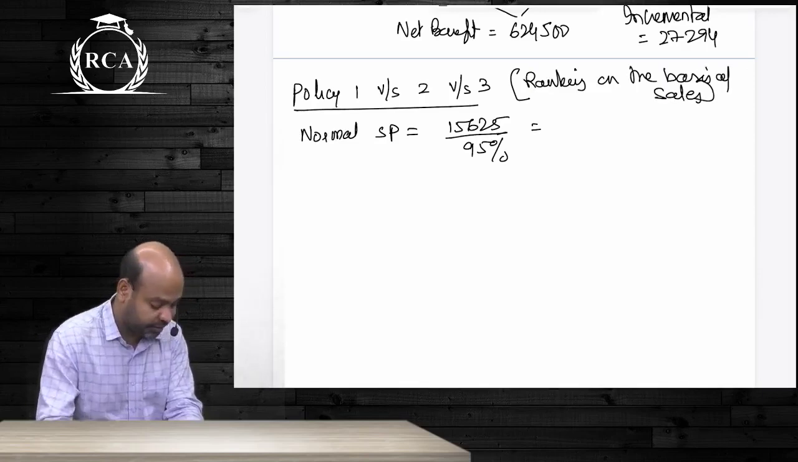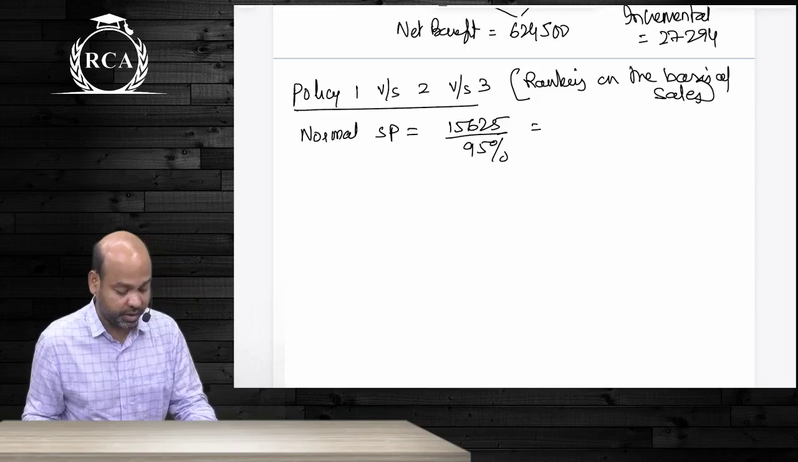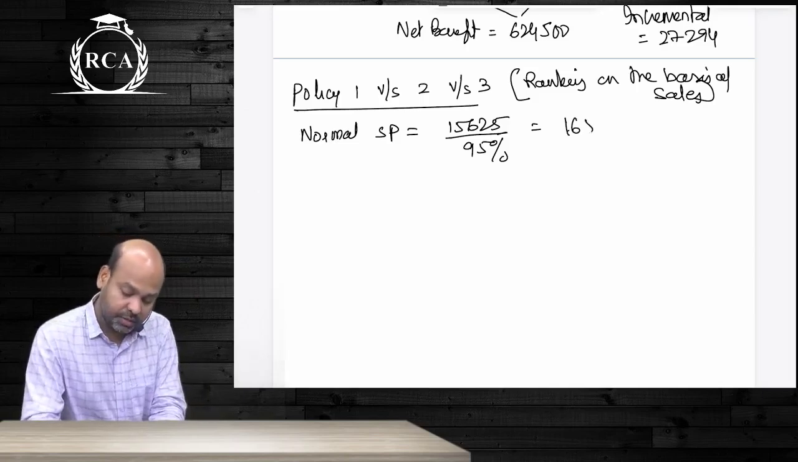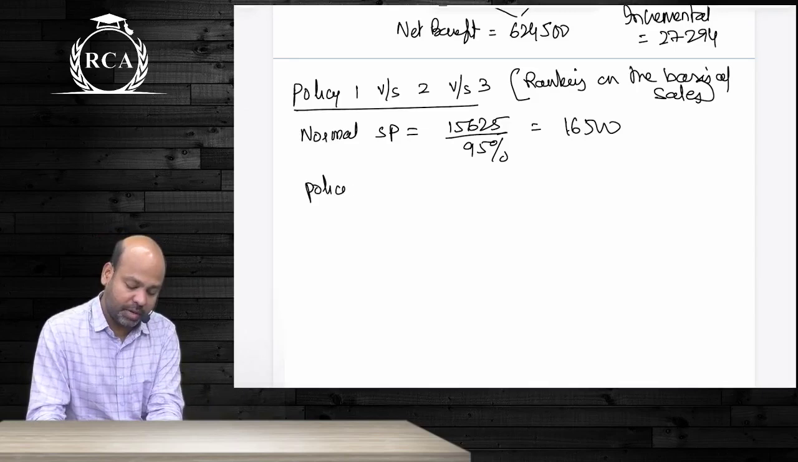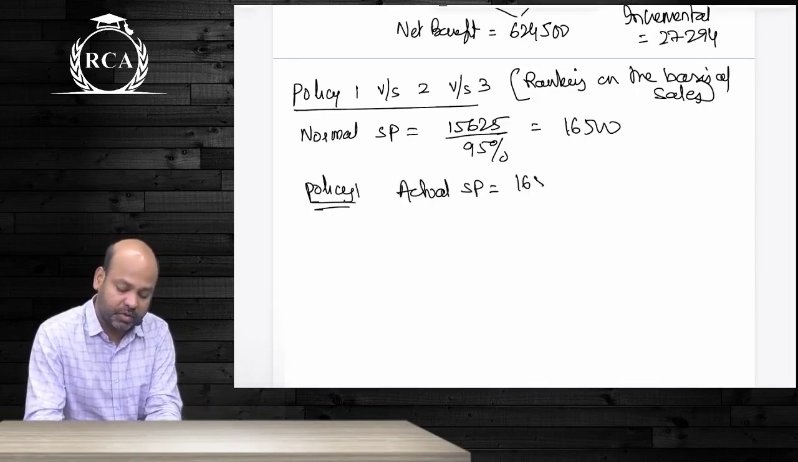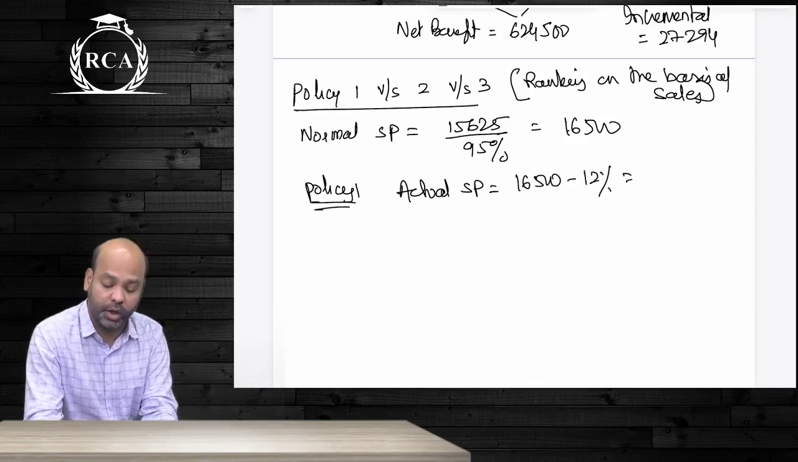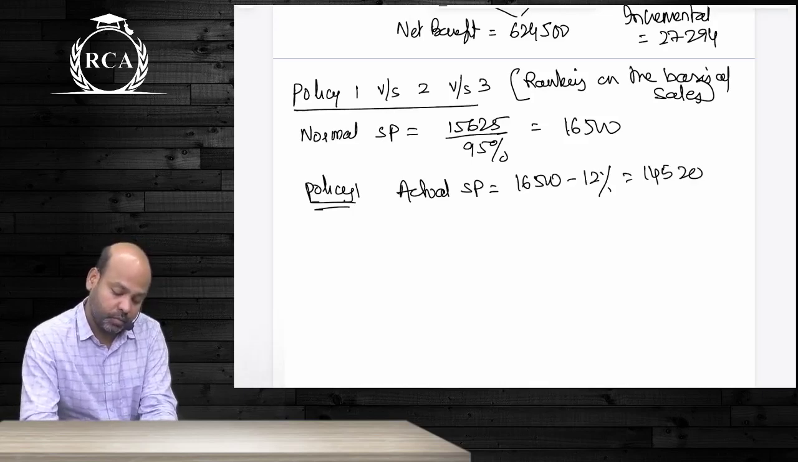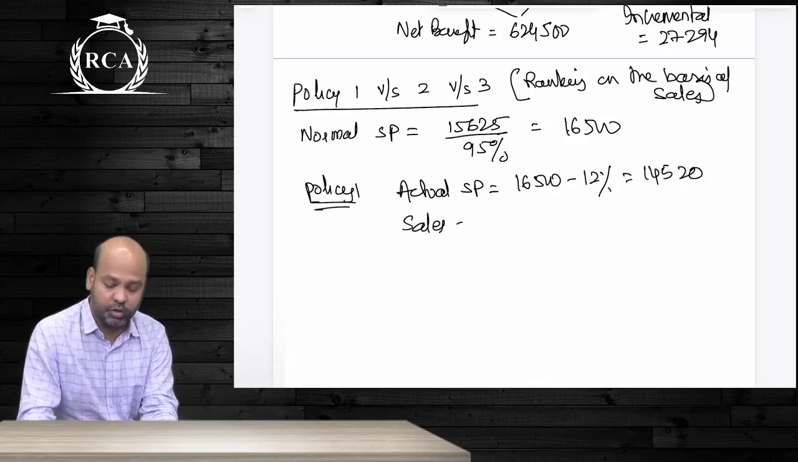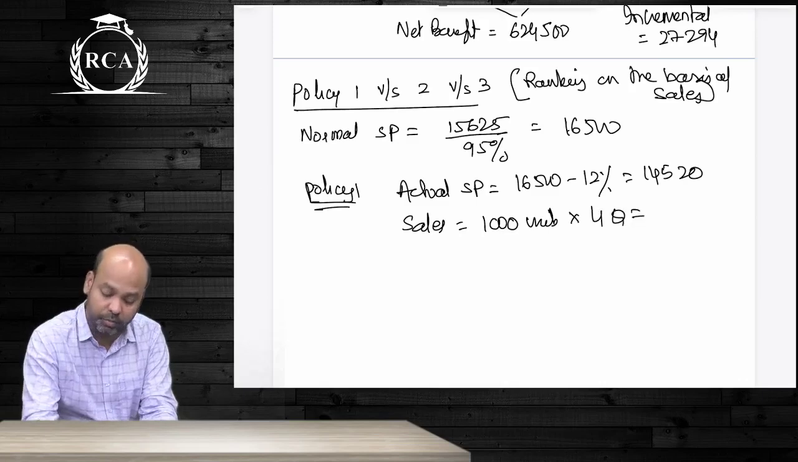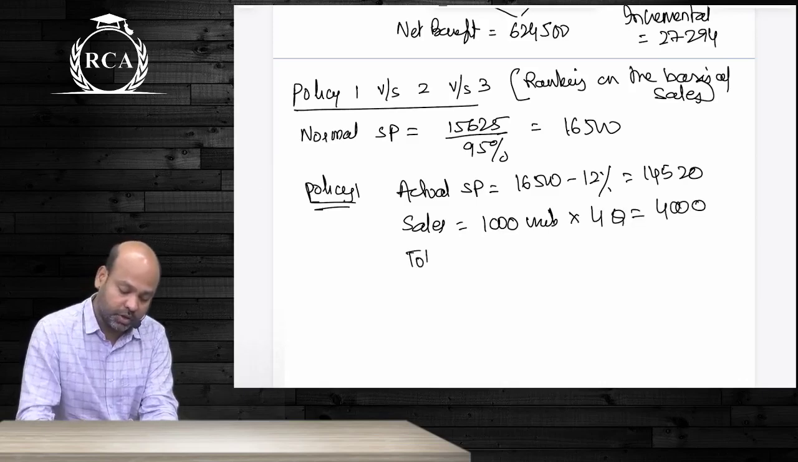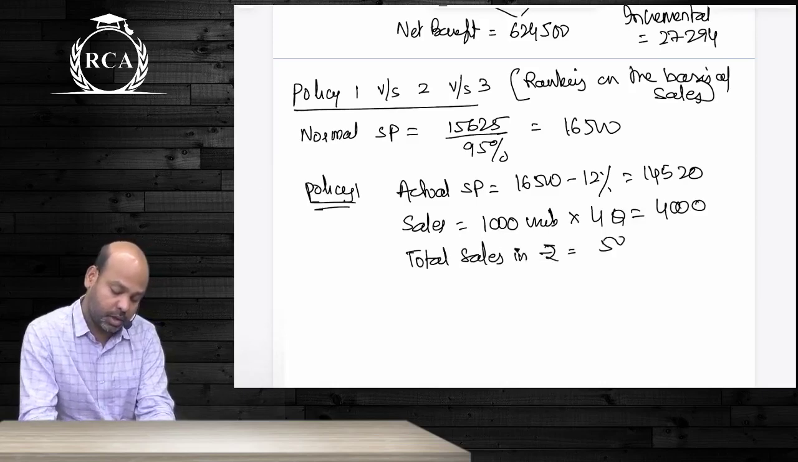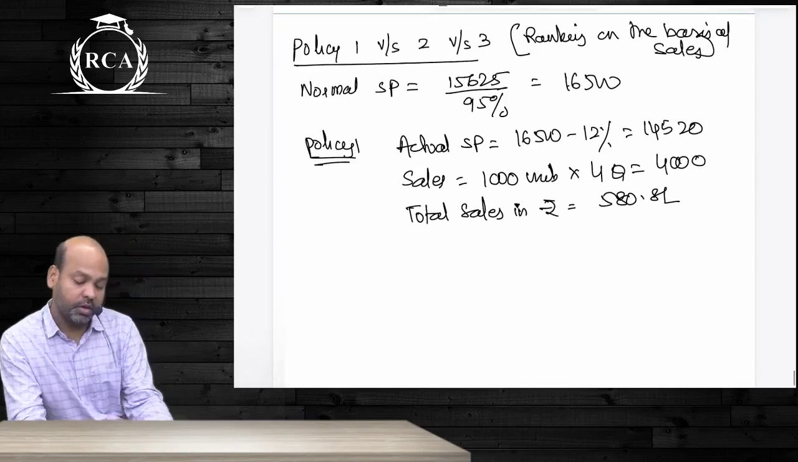How much did they say, beta? 15,625 divided by 95%. 16,000. Now tell me, beta, in policy 1 how much discount are we offering? Actual selling price will be 16,500 minus 12%. 14,000. Your sales, guys, will be 1,000 units per quarter into 4 quarters, and that, beta, will become 4,000. What will be your total sales in rupees? 580 point. This is policy 1, guys.